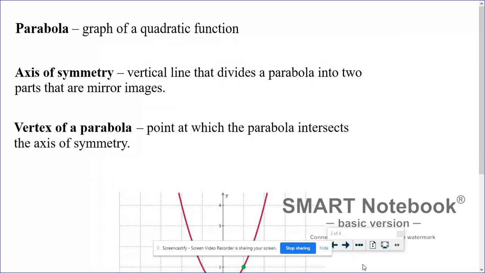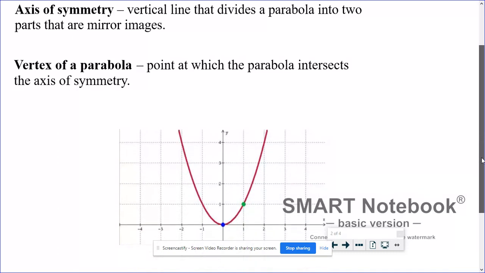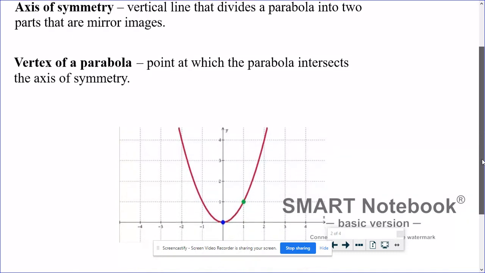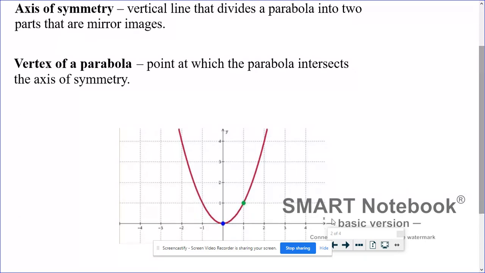Couple things to identify in terms of vocabulary. A parabola is the graph of a quadratic function. So you can see that it's actually y equals x squared, the basic one. It's basically described as a U shape. The axis of symmetry is a vertical line that divides a parabola into two parts that are mirror images.